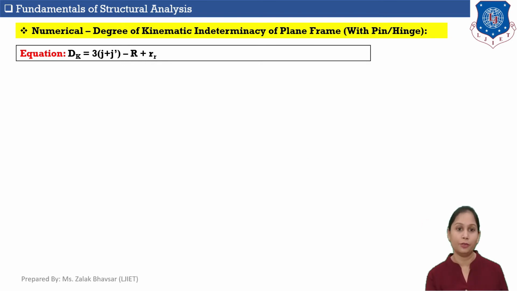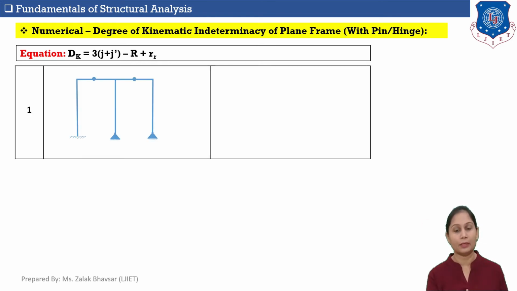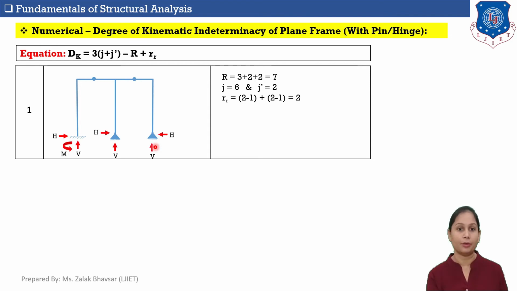So let's solve a numerical. So here in the given figure, this is a plane frame with 2 hinges or pins. The frame has one fixed support and 2 hinge supports. So let's start with calculating capital R, which is number of reactions, and we know that at fixed support reactions will be 3 and at each hinge support reactions will be 2. So total number of reactions will be 3 plus 2 plus 2, which is 7. Now let's calculate number of joints. So we start with this left hand.